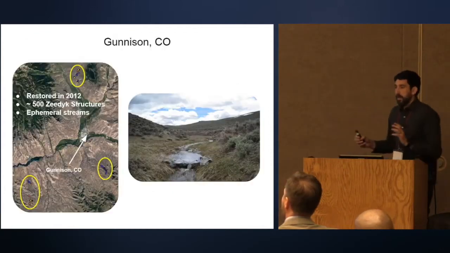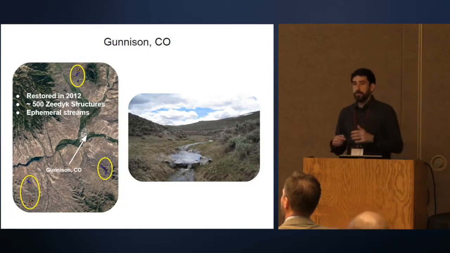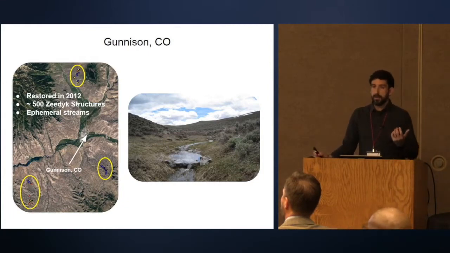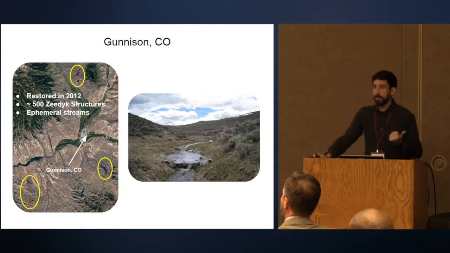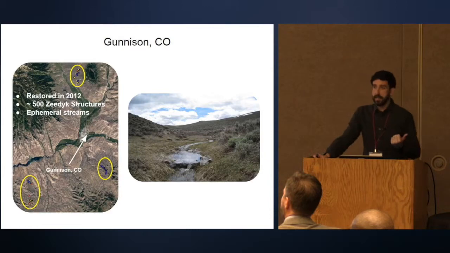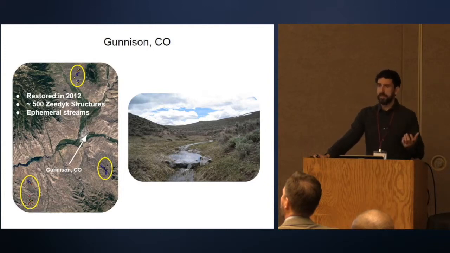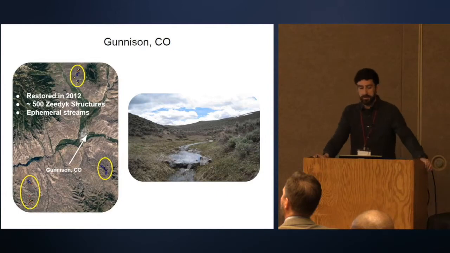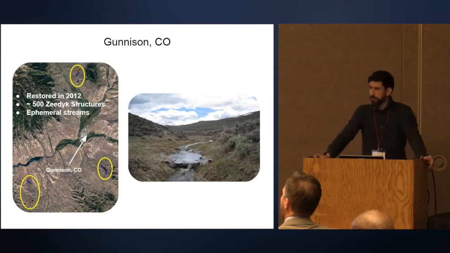Last year, in that paper, we took a look at 3 projects around the West. The first one was in Gunnison, Colorado. This was a project where Bill Zedike installed many of his different structures in several different locations, several different watersheds, mainly in small, ephemeral, intermittent stream systems. Over 500 of these structures were installed. It started back in 2012 and has proceeded since.